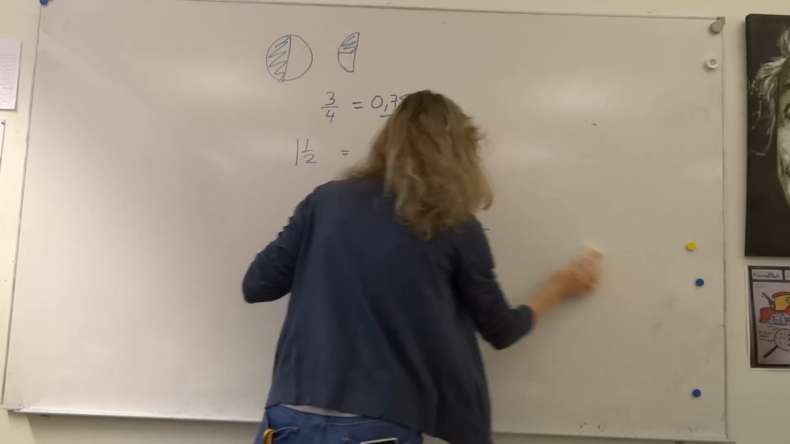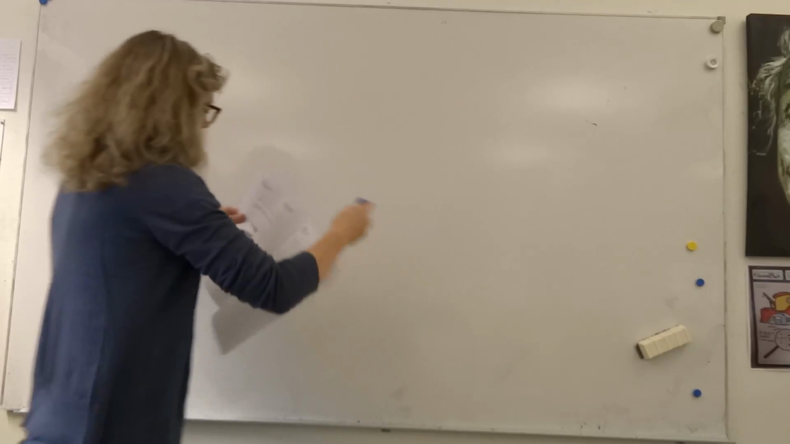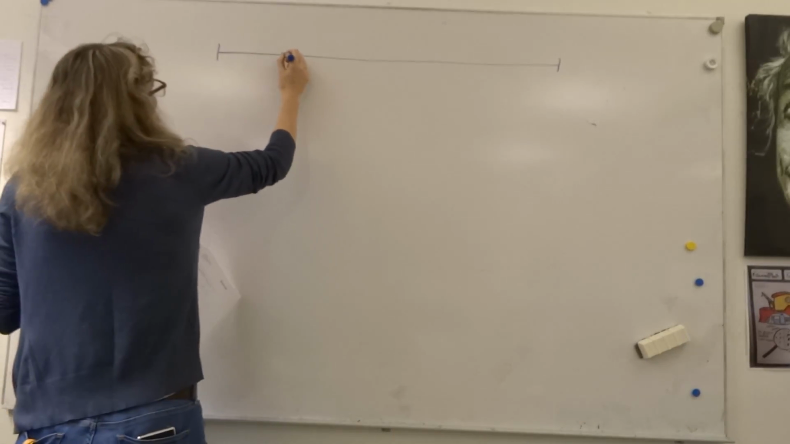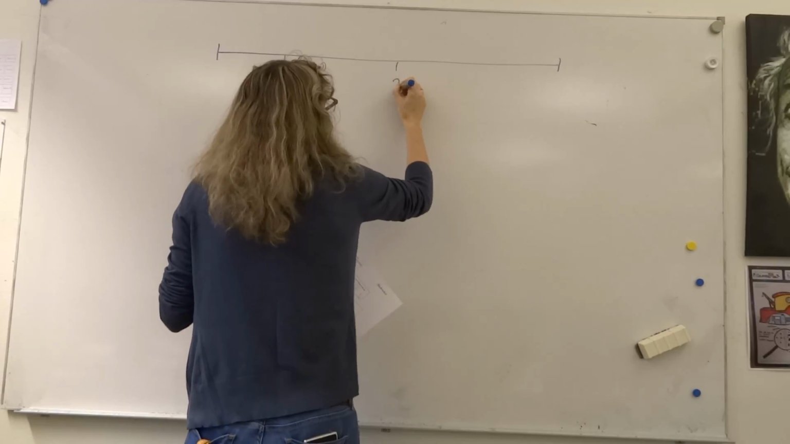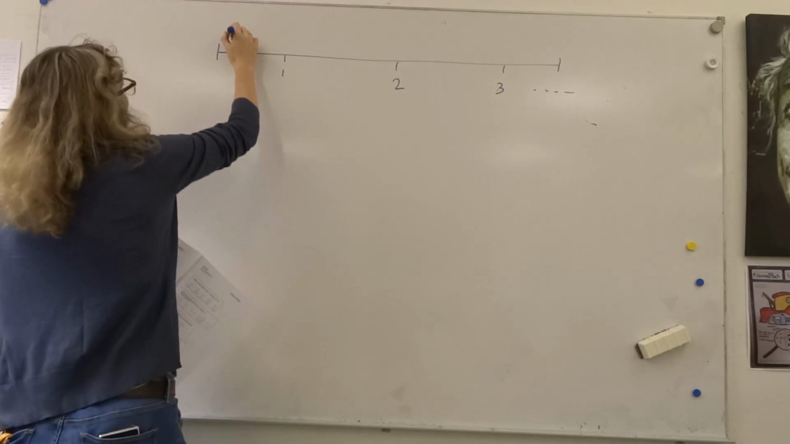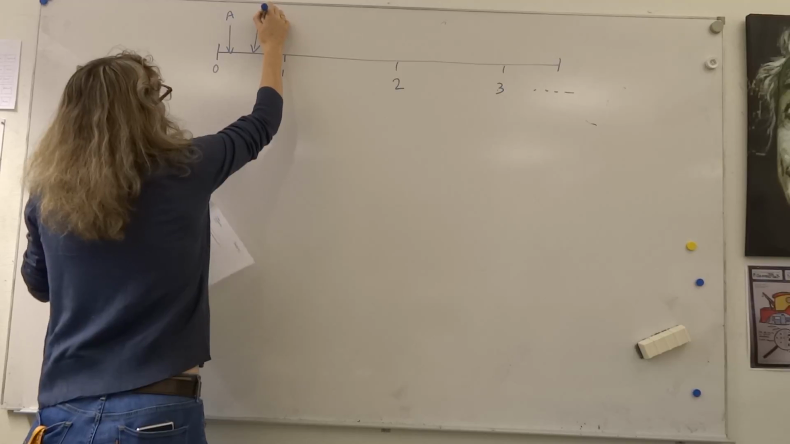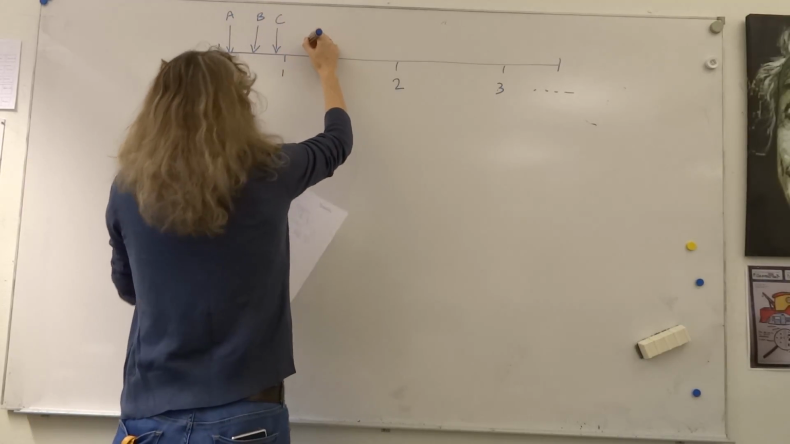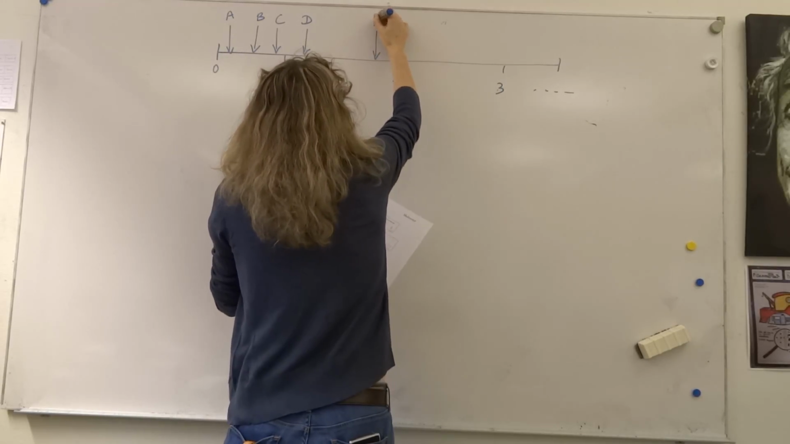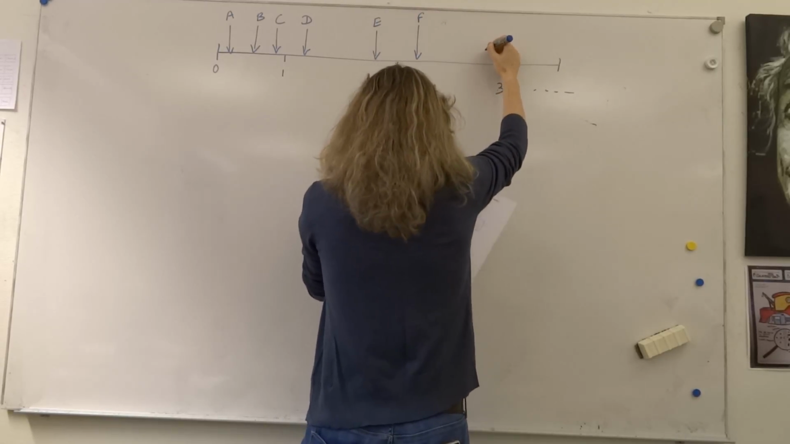Okay, then they say you've got a big number line. You've got 1, 2, and 3, etc., and then they put all these different numbers on, and here's 0. A, B, C, D, E, F, and G.